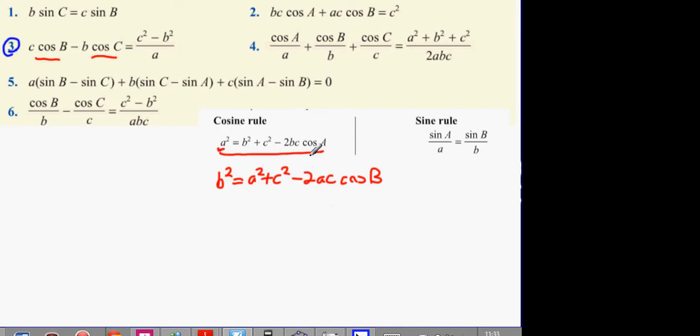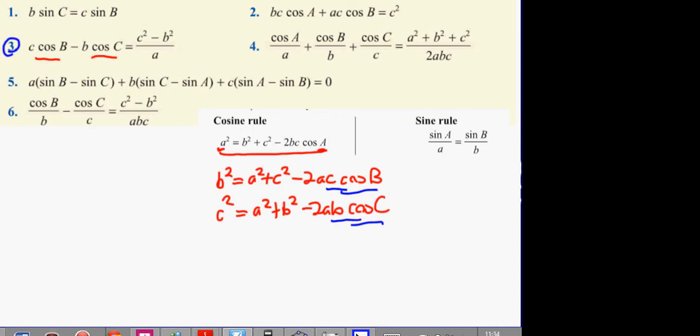So small a means the angle is big A. Small b means the angle is big B. And finally small c means the angle is big C. Okay? Now that I have those written down, what I'm looking to do next is isolate cos B and cos C, because I really intend to use them here. Conveniently located is C cos B. I can isolate C cos B, and I can isolate B cos C.